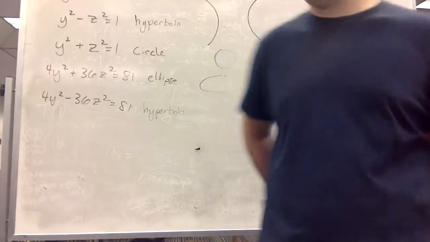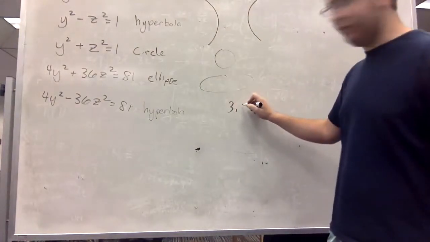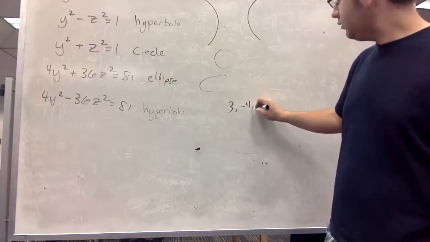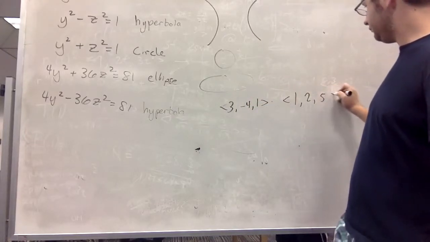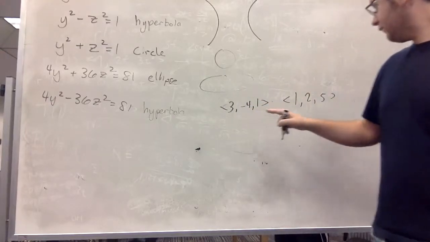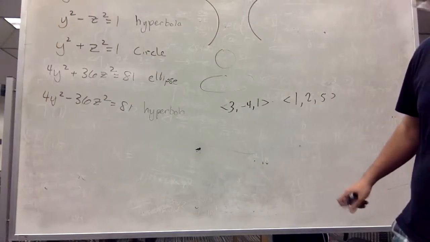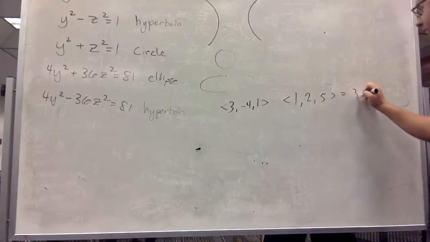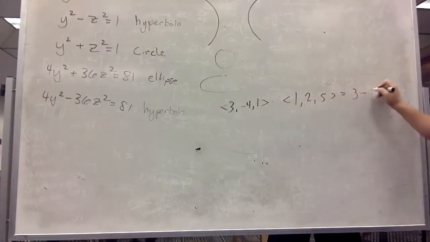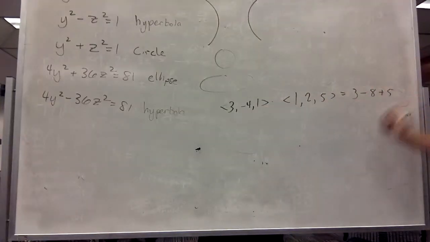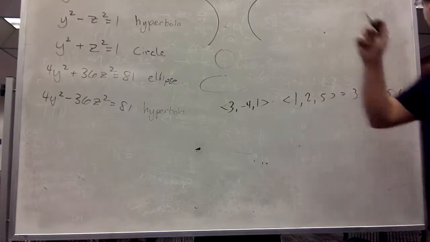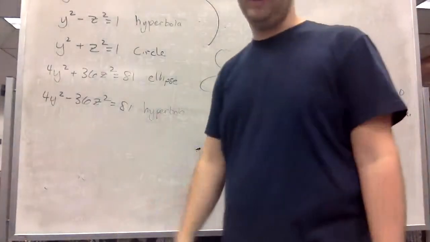Do you guys want to dot that really quick? 3, negative 4, 1 dotted with 1, 2, 5. 3 times 1 is 3. Negative 4 times 2 is negative 8. 1 times 5 is 5. So 3 minus 8 is negative 5, plus 5 is indeed 0. So check, it's true, these two planes are perpendicular.